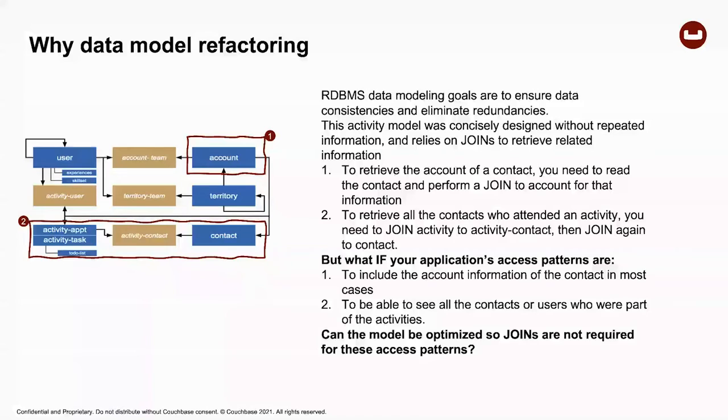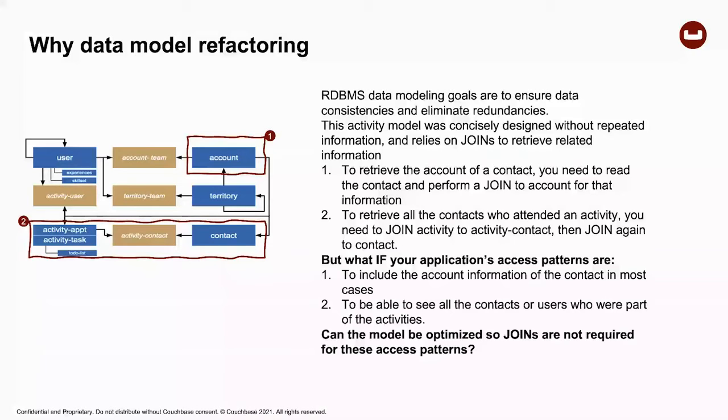For instance, to retrieve all of the contacts who had attended an activity would require 3 entity joins. The activity entity must join to the activity contact, and then another join to the contact entity. And similarly, another 3 entity join to get all of the activities that a contact had attended. But what if your application access pattern always calls for the account information in each contact? Here you can do that by re-adding the account information to the contact entity in this model.